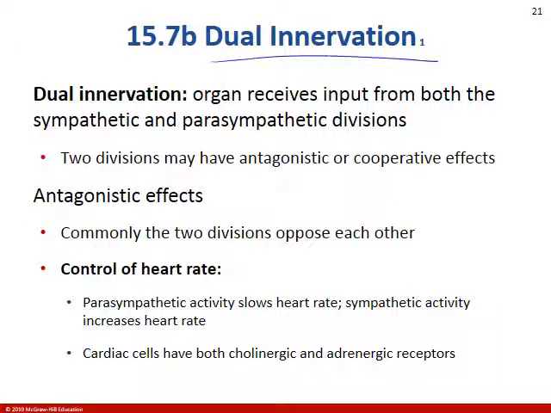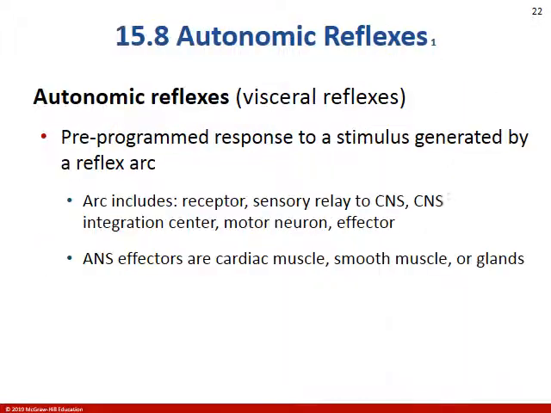I mentioned dual innervation earlier. I want to make sure we understand that an organ receives input from both divisions. So if we're trying to control heart rate, we have the parasympathetic, which can slow down the heart rate, and we have neurons from the sympathetic division that can speed up the heart rate.